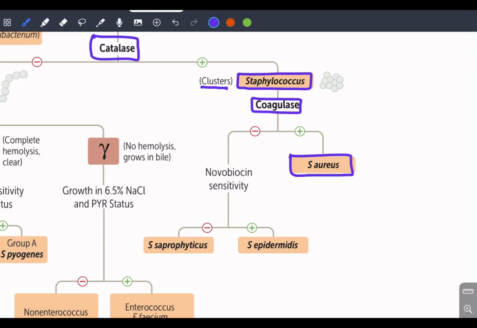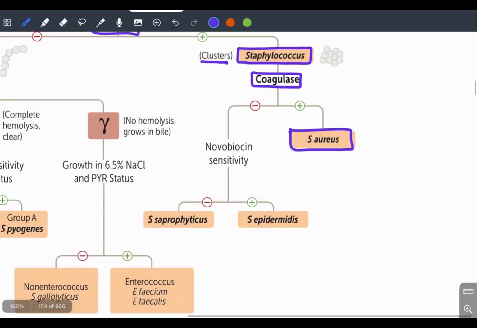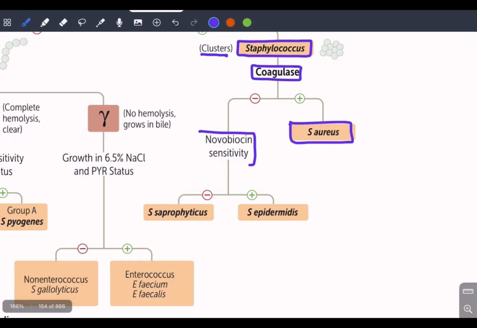So if a bacteria is coagulase positive, fibrin clot formation will occur. If coagulase positive, then clumping will occur, and if coagulase negative, then there will be no clumping. And clumping occurs because fibrin clots occur. So in the case of Staphylococcus aureus, it is coagulase positive. And if a bacteria is coagulase negative, then we do a test by antibiotic sensitivity, that is novobiocin, which is an antibiotic. We do a test, and this test again gives us two types of bacteria.